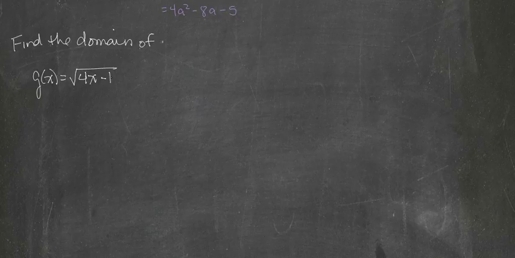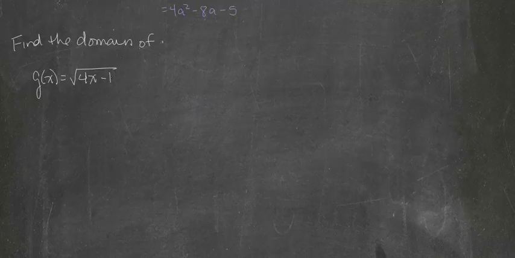All right, so we want to find the domain of g of x equals the square root of 4x minus 1. So let's think about square roots. What do we know is not allowed to happen to a square root? Well, you're not allowed to have a negative number inside unless you're on the imaginary plane, and we're not. We're dealing with functions in the real numbers. We haven't moved into the imaginary plane.